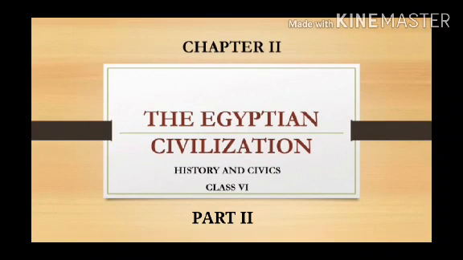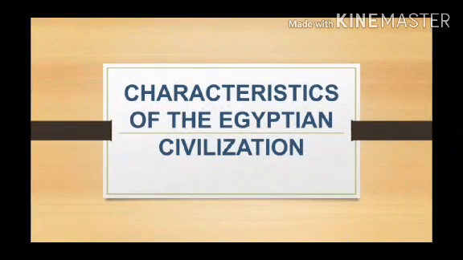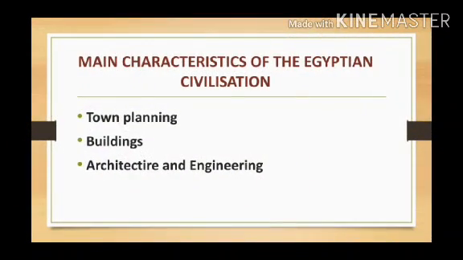Hello everyone. Let us now discuss part 2 of chapter 2, the Egyptian civilization from your class 6 history and civics. In this part, we will learn about the characteristics of the Egyptian civilization. The main characteristics of the Egyptian civilization are town planning, buildings, architecture, and engineering. We will learn about each of them in detail in this part.